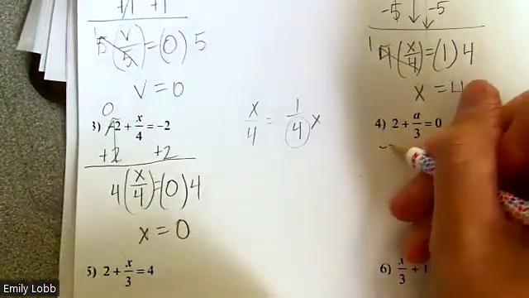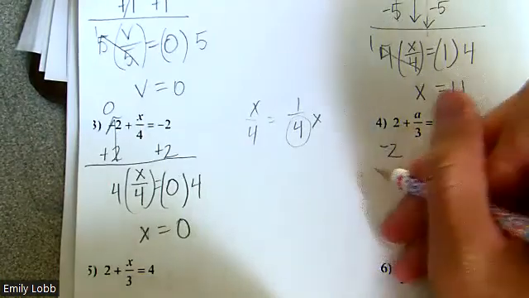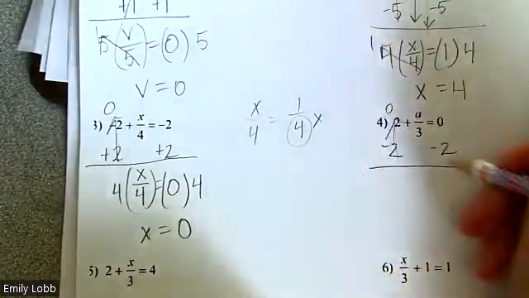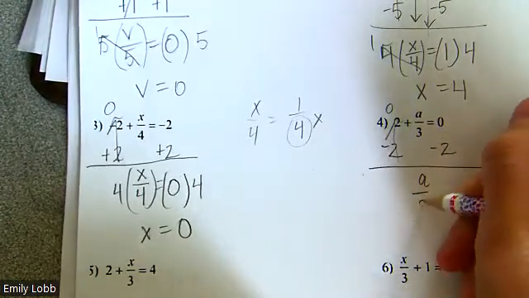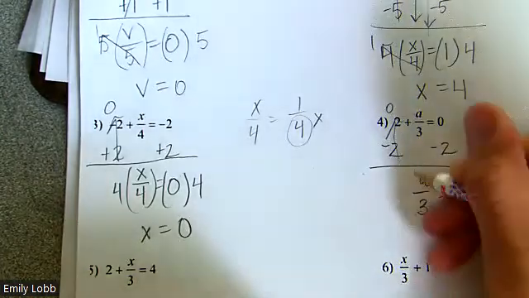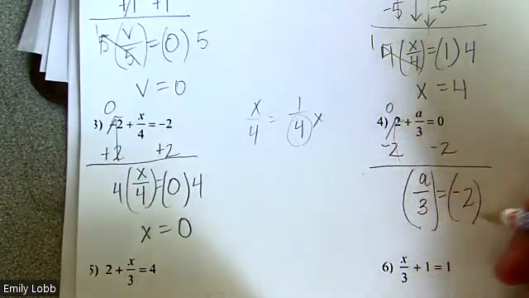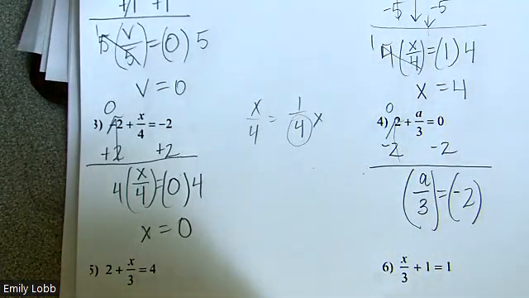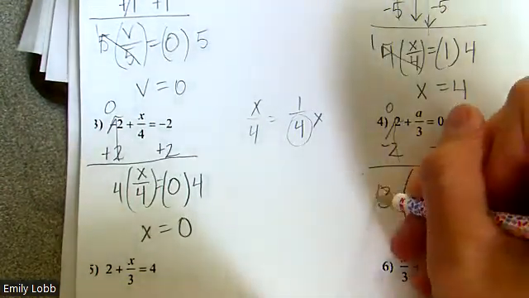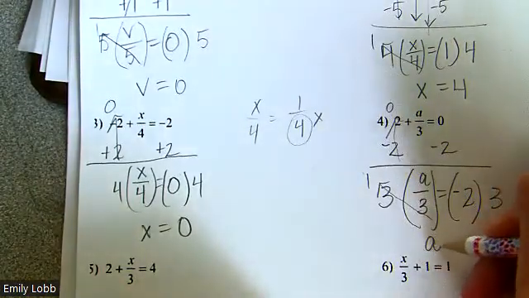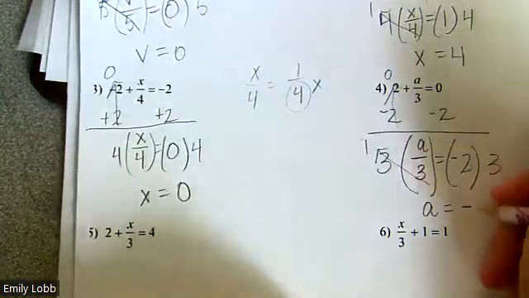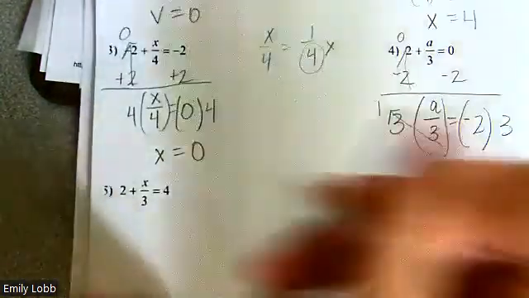All right, so if I subtract 2 from both sides to get rid of the constant, this says 0. I bring down my a divided by 3 equals -2. How do I get rid of the 3 below the fraction? I multiply it by 3. This becomes 1. A is equal to negative what? 6. Bravo.